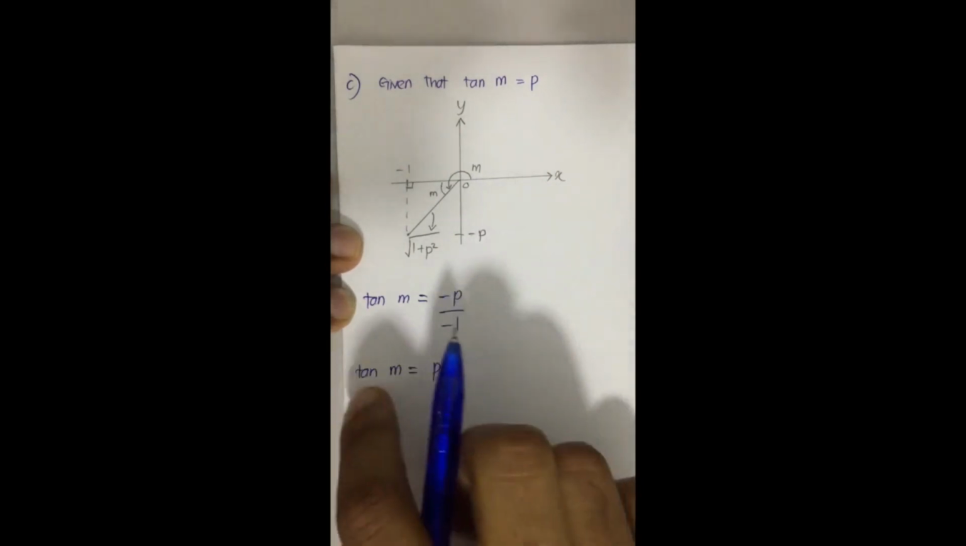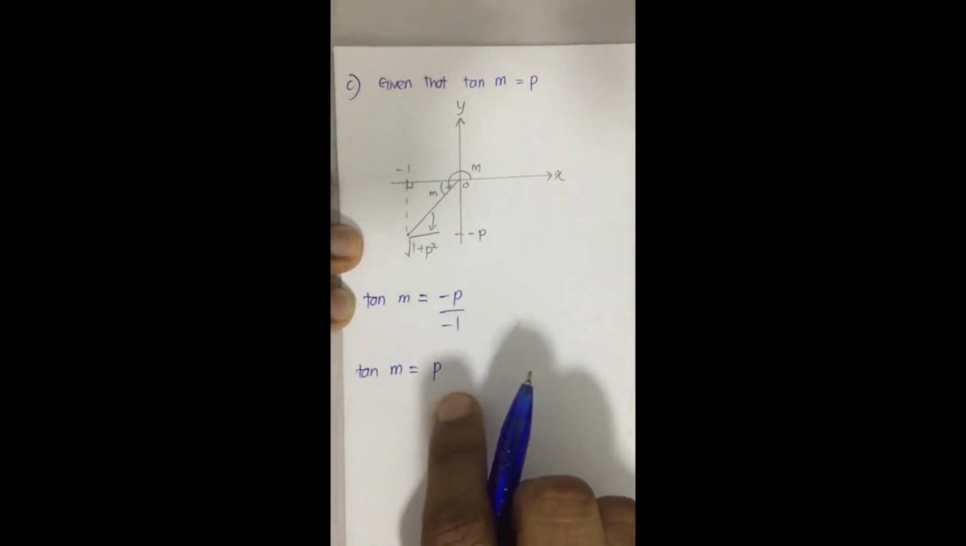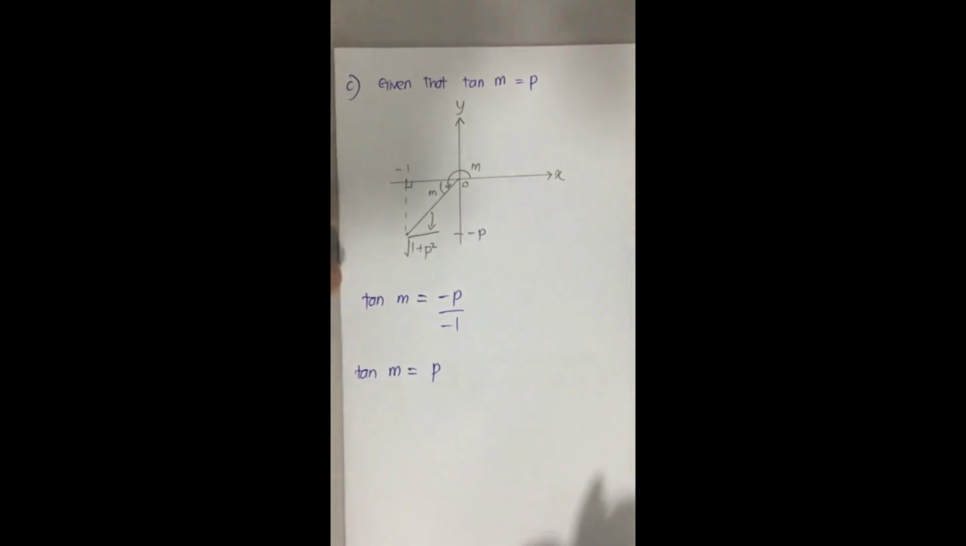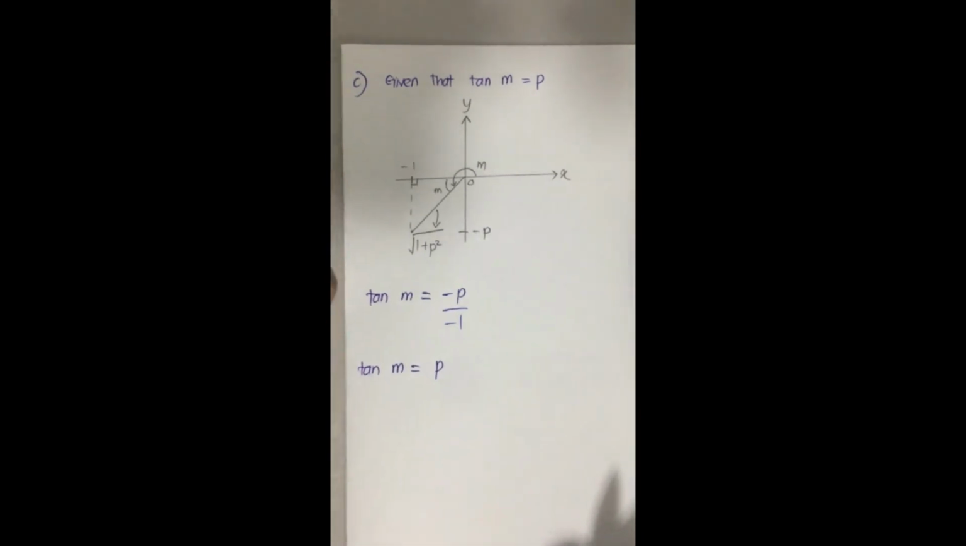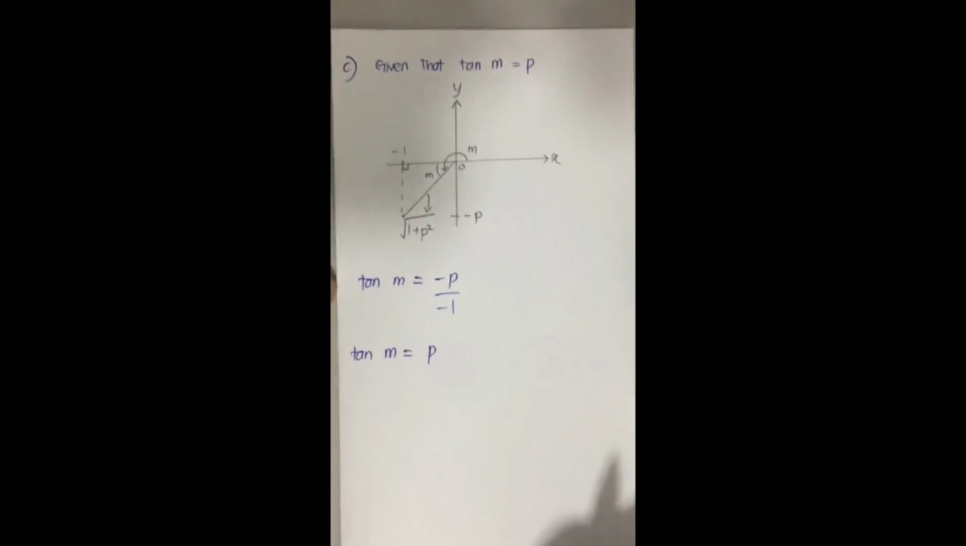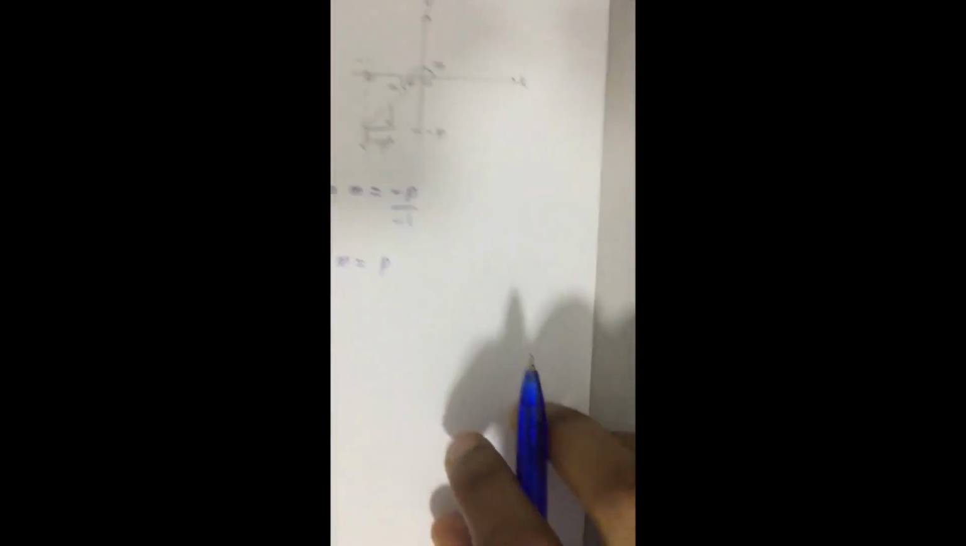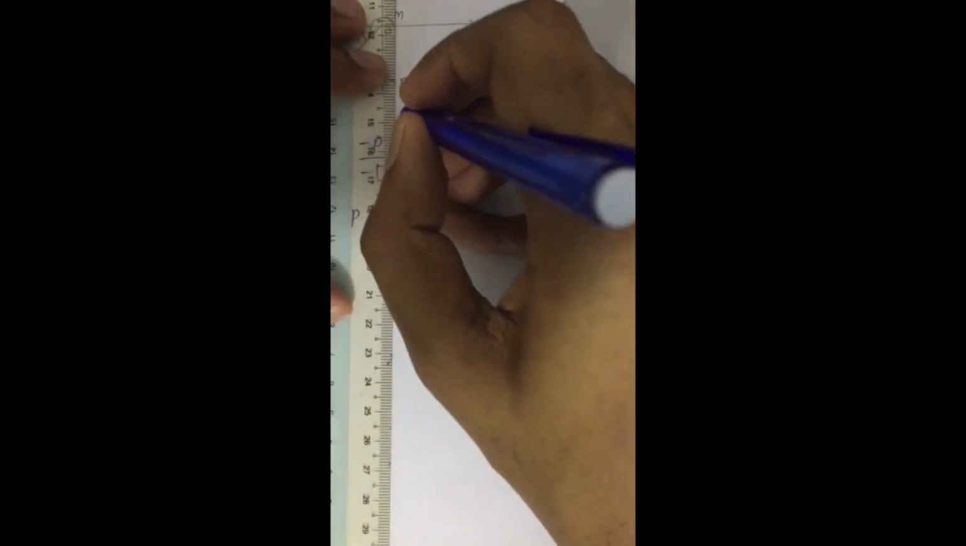Okay, so we have already found the first basic trigonometry ratio. Let us proceed to find the next two basic trigonometry ratios, which are sine and cosine. From here, let us start by finding sine.